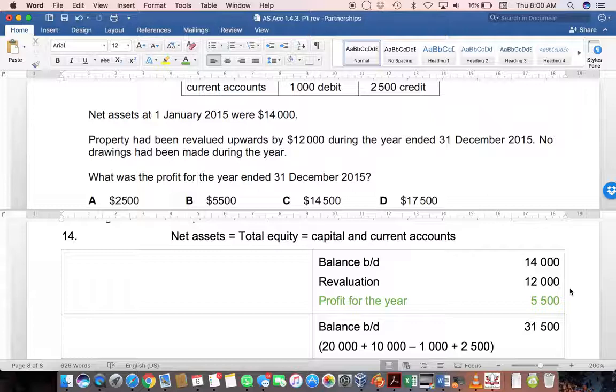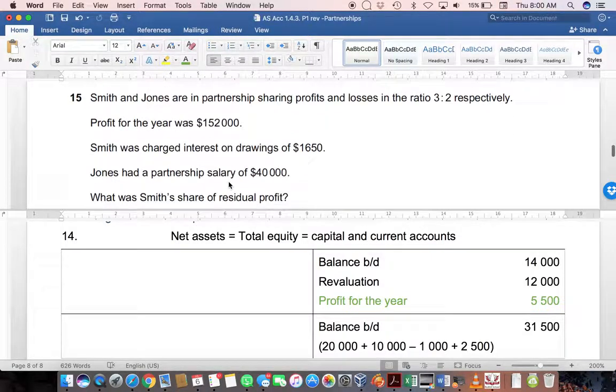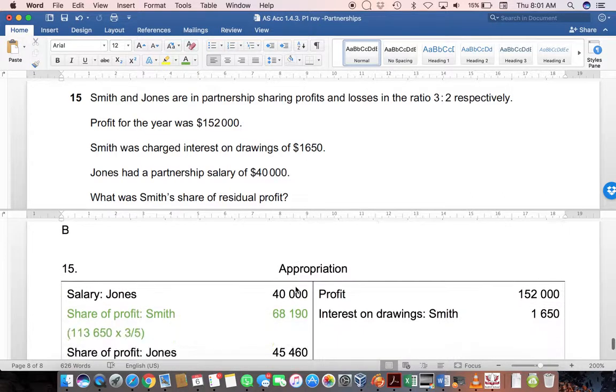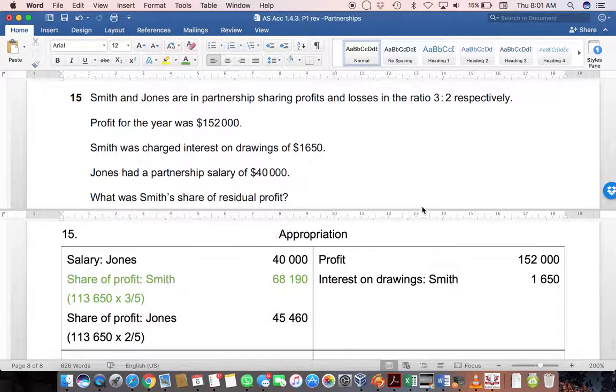and I'm going to end up with a balance at the end of $31,500. I need to also take into account that there was a revaluation of $12,000. If there had been any drawings, I would have entered it on the debit side, but there aren't any, so you can leave that blank. And then your profit for the year is the missing figure. And you can see that in this case, I've calculated $5,500, and so I will choose B as my answer for this question.